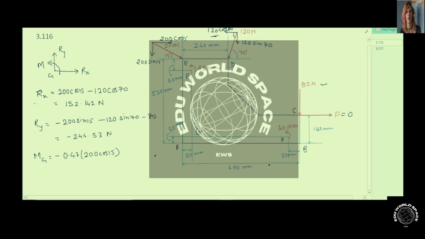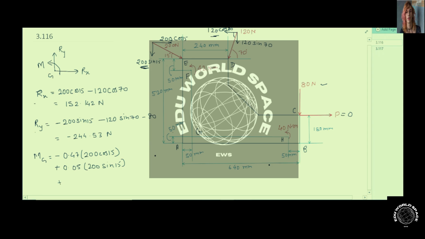Why am I considering minus here? Because the horizontal component of this 200 Newton force will cause a clockwise moment. So I am considering clockwise moment to be negative and counterclockwise moment to be positive. Now the vertical component of this force, 200 sin 15, is going to cause a counterclockwise couple, and its perpendicular distance from G is 50 mm. So its moment will be plus 0.05 multiplied by 200 sin 15.